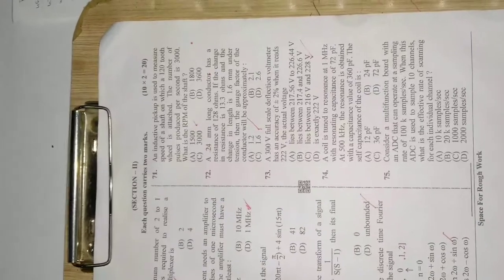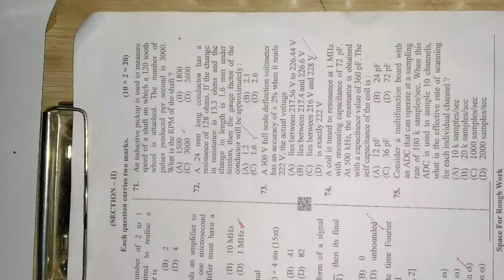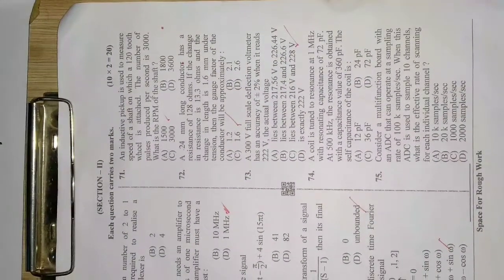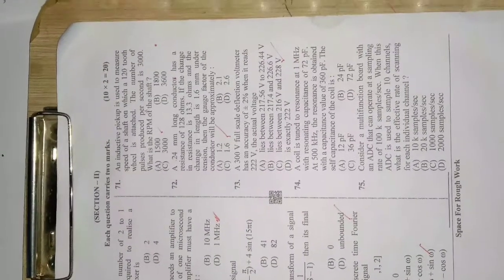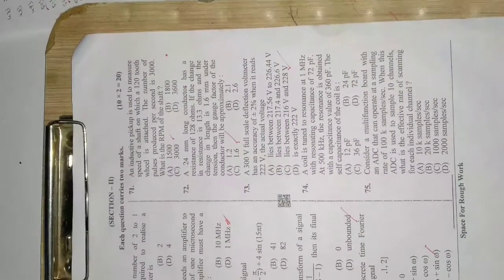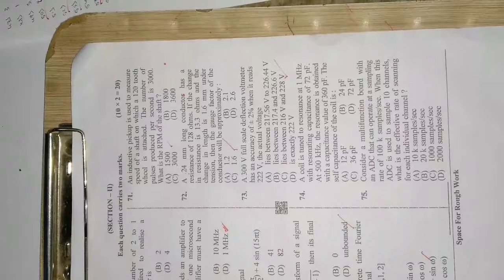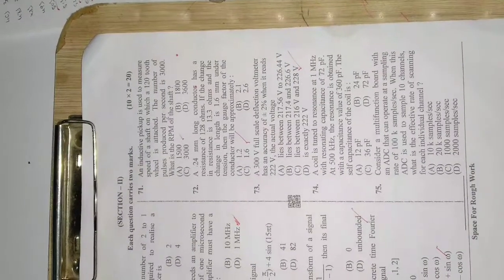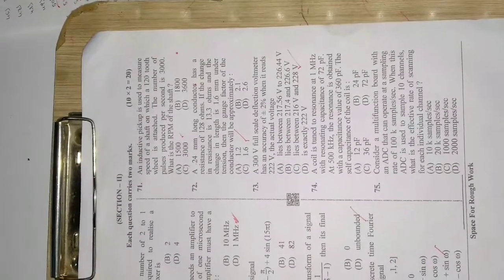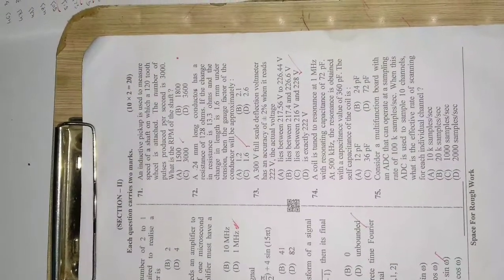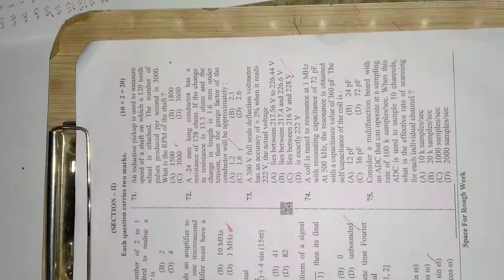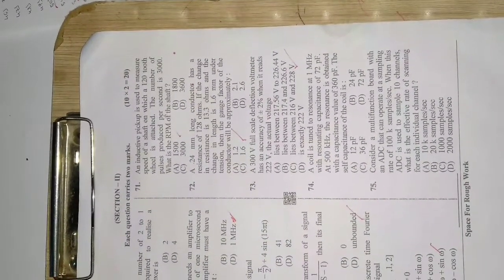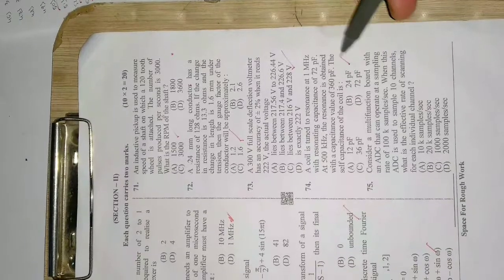Okay, so we are at the end of our session, that is the last bit, second question. A coil is tuned to resonance at 1 megahertz with a resonating capacitance of 72 picofarad. At 500 kilohertz, the resonance is obtained with a capacitance value of 360 picofarad. Find the self capacitance of the coil. They are asking for the self capacitance of a coil in terms of a tuned coil here. The answer for this one is option B, that is 24 picofarad.